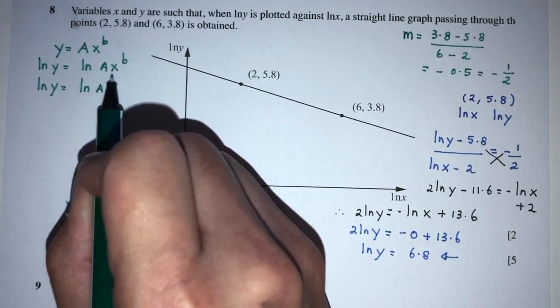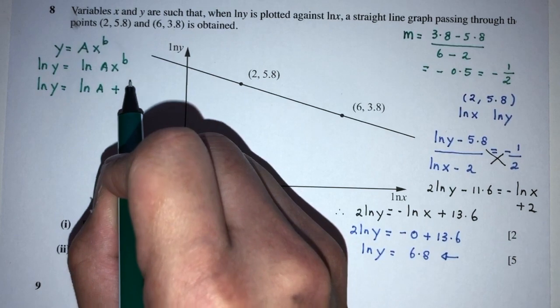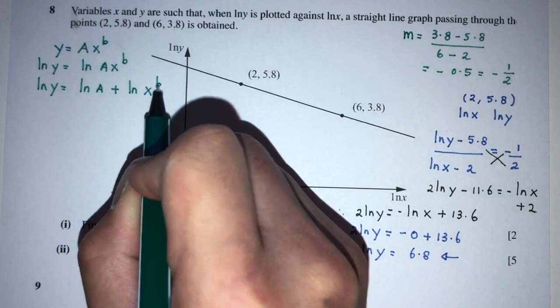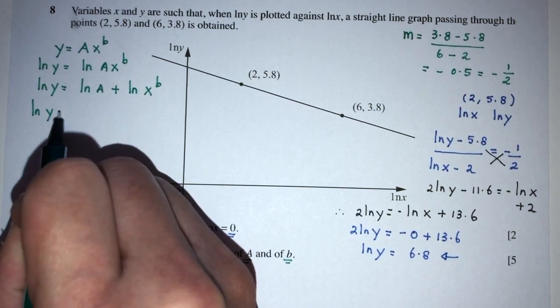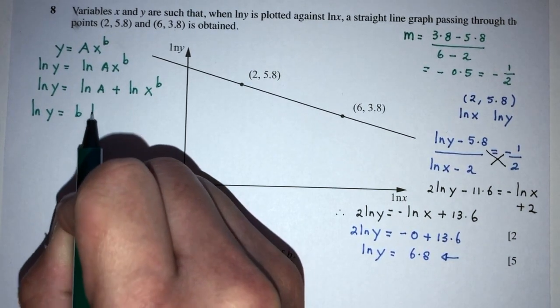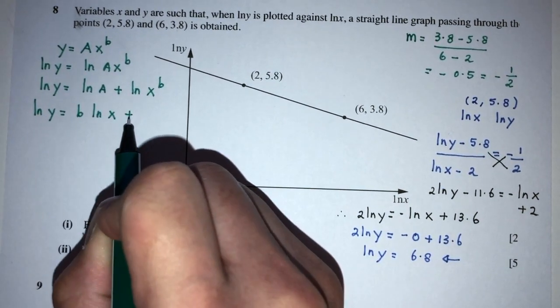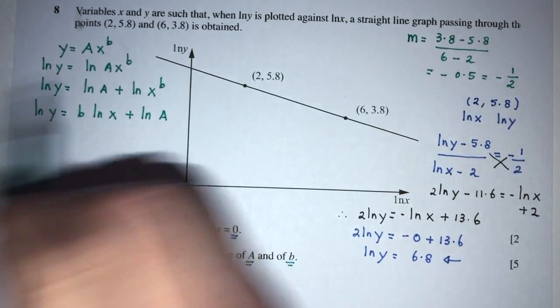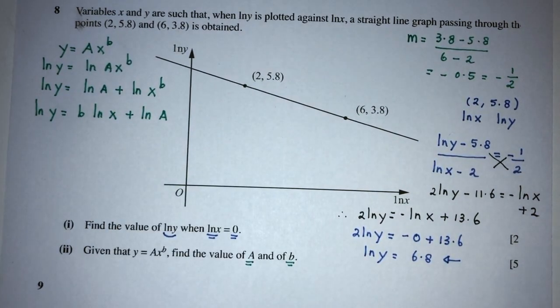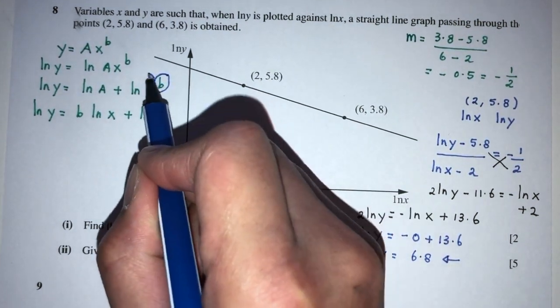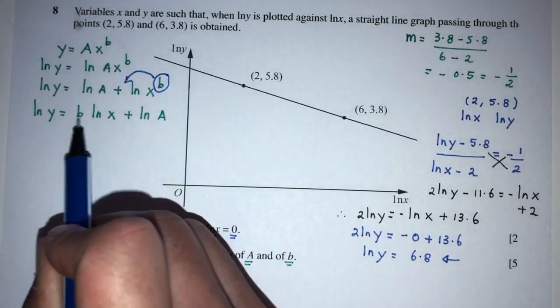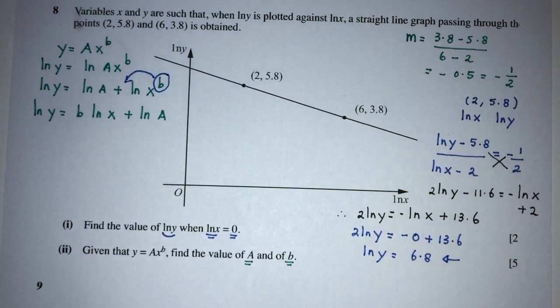We can break this down into two pieces. That will be plus ln of x power b. Now we can just rearrange. That will be ln of y is equal to b ln of x plus ln of a. Something we have to know for logarithms: we can send this power to the beginning, which I did here. So b ln of x plus ln of a.